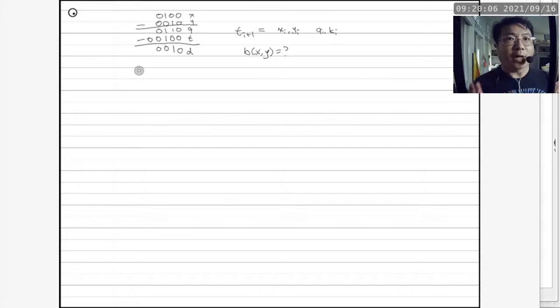So I would advise you guys to look this up, find out what is the definition of T subscript i plus 1 in terms of, okay, it depends on xi, yi, it depends on qi, ki, but how? Also, look up what is b of xy in a binary subtraction. Okay, specifically when we apply b of xy to a binary number subtraction, how is it defined?